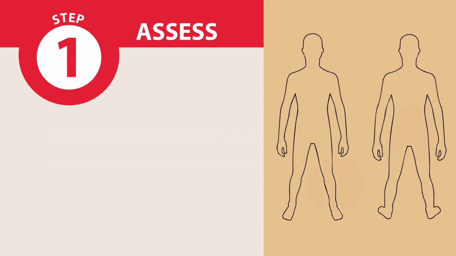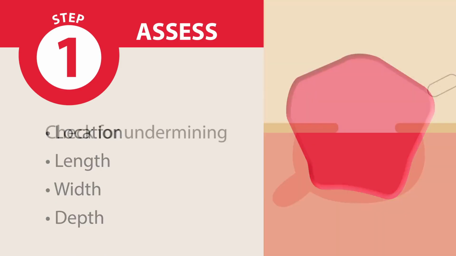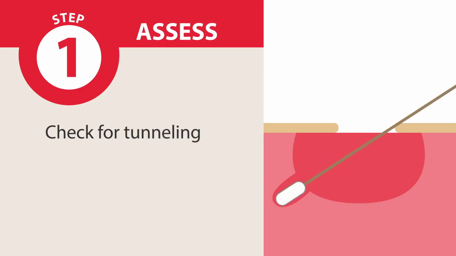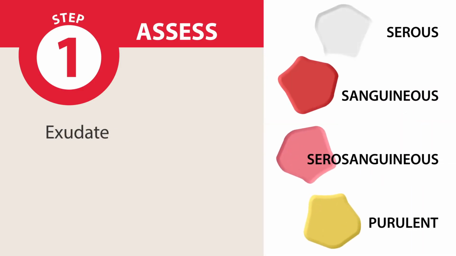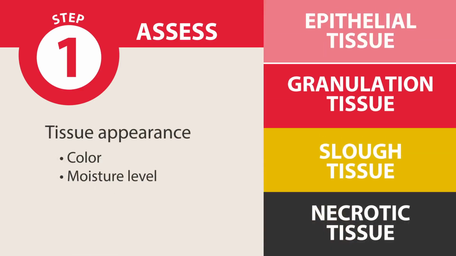Start by identifying the location, length, width, and depth of the wound. Then check for undermining, which is a rolled over lip around the wound. Also check for tunneling, which occurs when the wound burrows under the skin. Next, look at the exudate for drainage color, odor, amount, and consistency. And examine the tissue appearance for color and moisture level. Is it wet or dry?